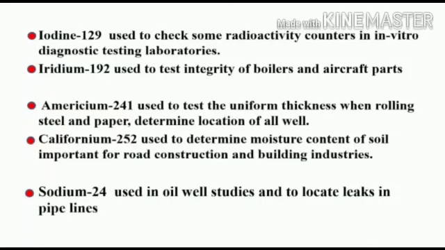Americium 241 is used to test the uniform thickness when rolling steel and paper, and to determine the location of oil wells. Californium 252 is used to determine the moisture content of soil, important for road construction and the building industries. Sodium 24 is used in oil well studies and to locate leaks in pipelines.